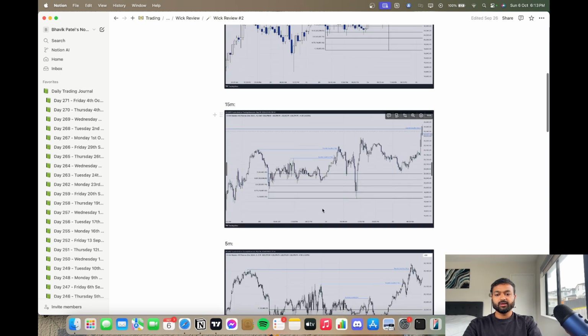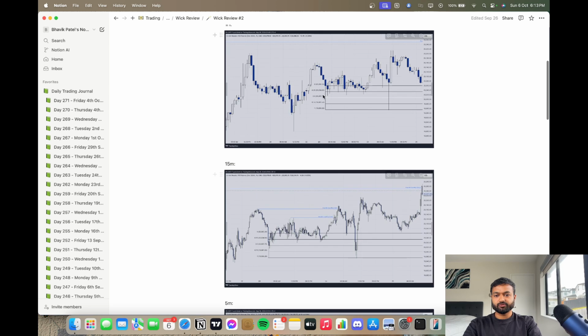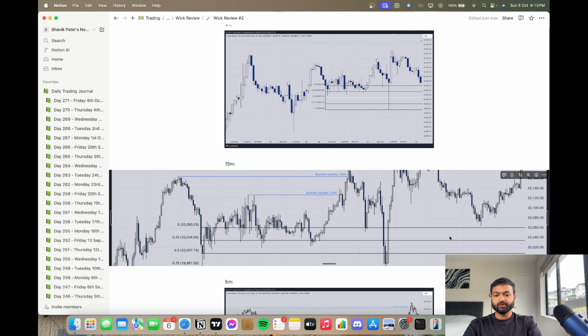This is another wick, but you can see this one traded much differently. So we actually closed.